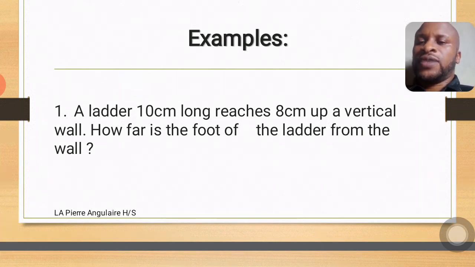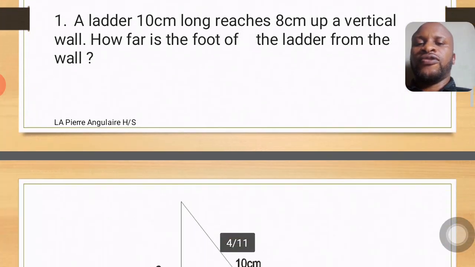The question says, a ladder 10 centimeters long reaches 8 centimeters up a vertical wall. How far is the foot of the ladder from the wall? I take the question again. A ladder 10 centimeters long reaches 8 centimeters up a vertical wall. How far is the foot of the ladder from the wall?